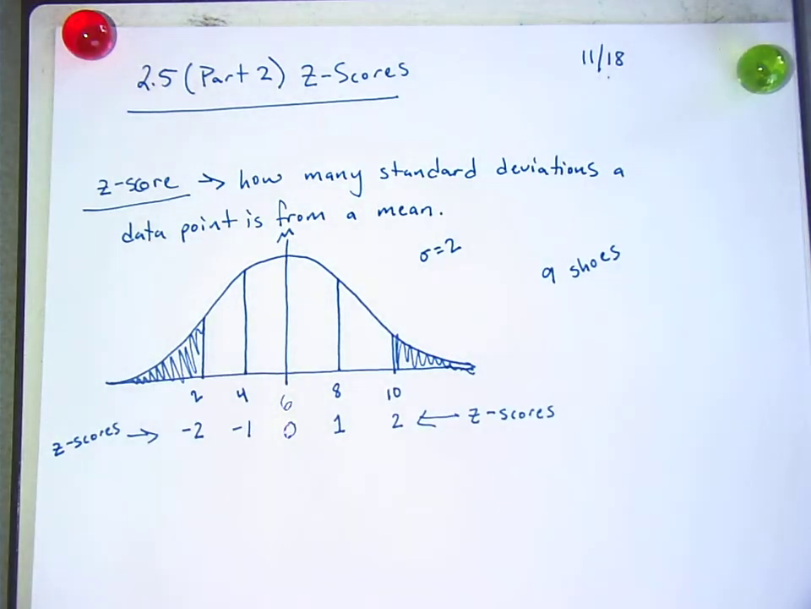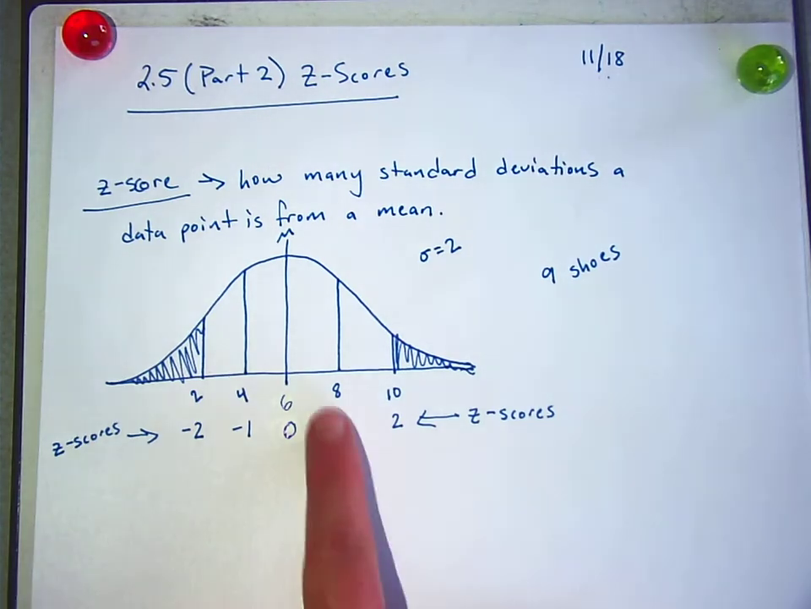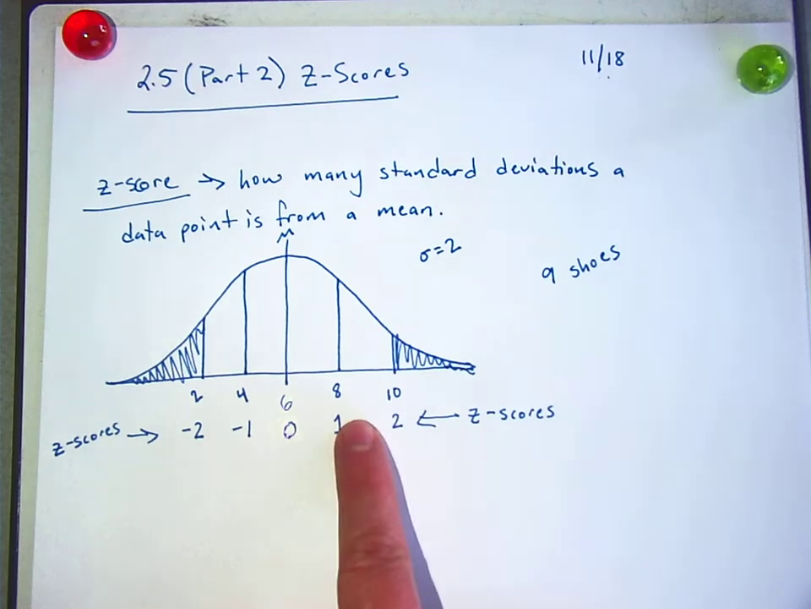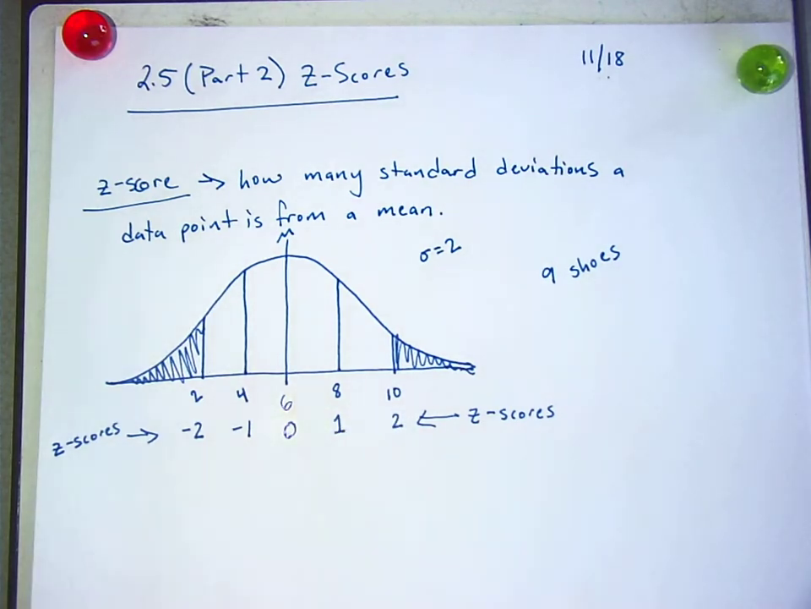So my question is, what would the z-score be for 9 shoes? I'm guessing a lot of you are thinking of the answer right now. Are people thinking of 1.5? Between 8 and 10 is 9, between 1 and 2 is 1.5. We all good with that?